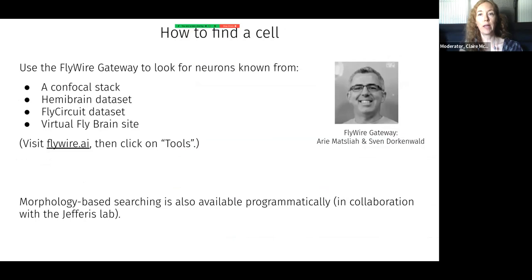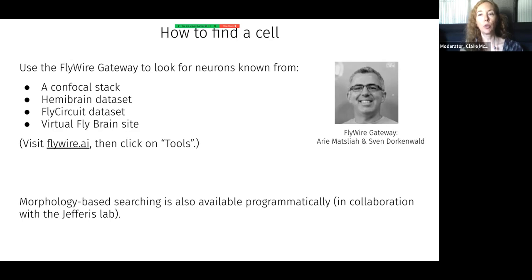So how do you find a cell? Let's say it's one that you know about. Let's say you've got a confocal stack of it because it's one that you've discovered, or maybe it's one that's already known in the literature and it exists in another data set like the HemiBrain or FlyCircuit or Virtual Fly Brain.